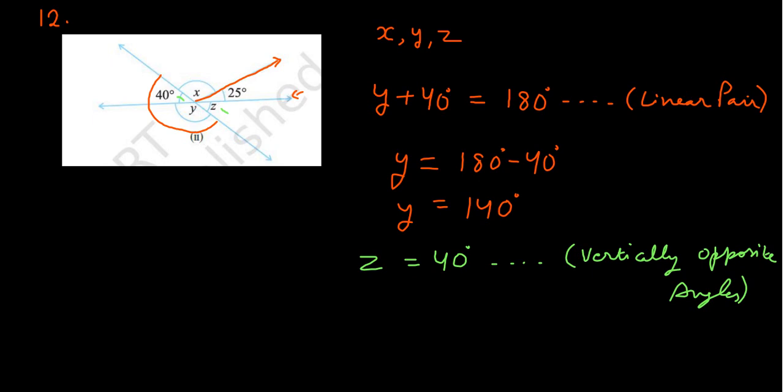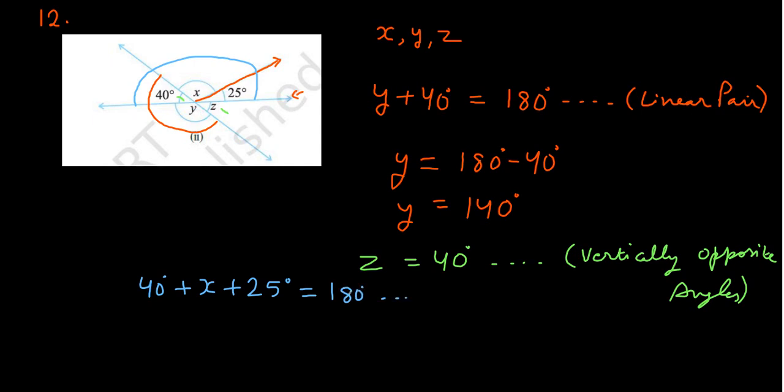Now how to solve for this x? Here you can see these three angles together are making a straight line. So we can write here 40 degree plus x plus 25 degree. These three angles are making a straight line, and the sum of these angles will be exact 180 degree.